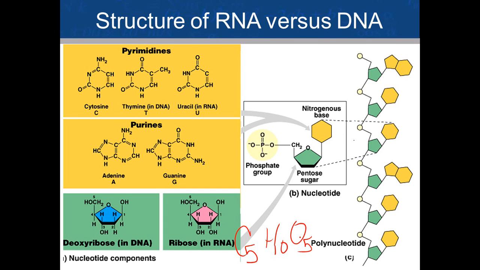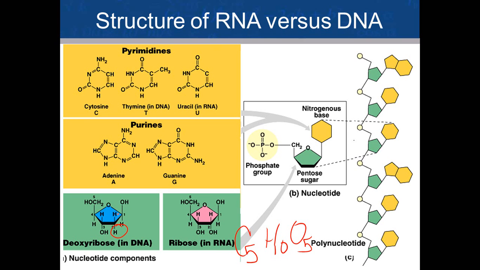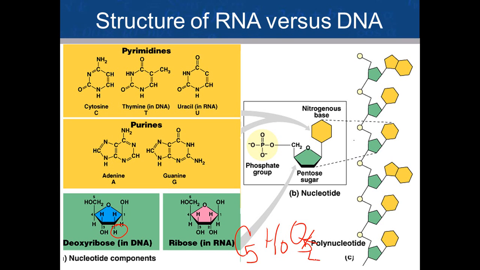Now DNA uses the pentose sugar deoxyribose, and think about the word decapitate. It means to take off the head. Well, deoxy means to take off an oxygen, and the oxygen that is missing is on carbon number 2. And so deoxyribose is C5H10O4.